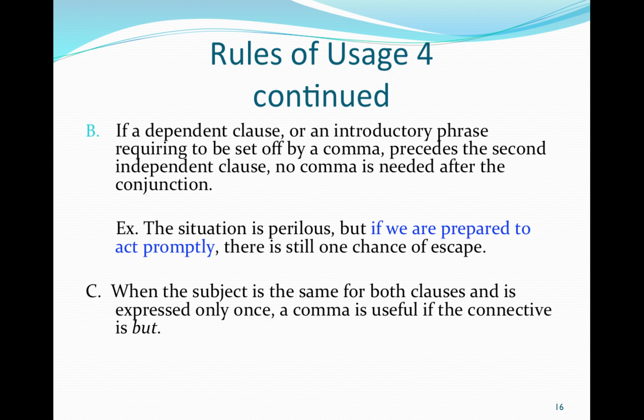Now, notice the clause says no comma is needed after the conjunction. Typically, in a sentence like this, if you have a dependent clause in the middle of a sentence, you separate that whole dependent clause with a pair of commas. But in this case, if you have a comma, a conjunction, and then a dependent clause, you do not put a pair of commas. You only put one comma at the end of that dependent clause after the conjunction.